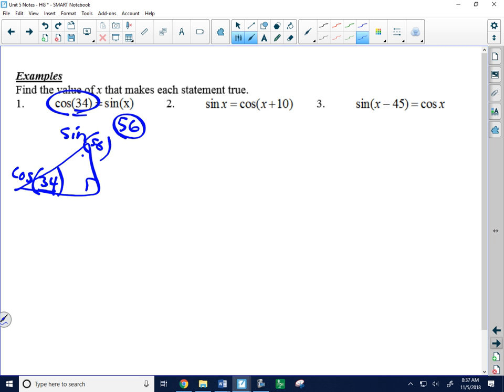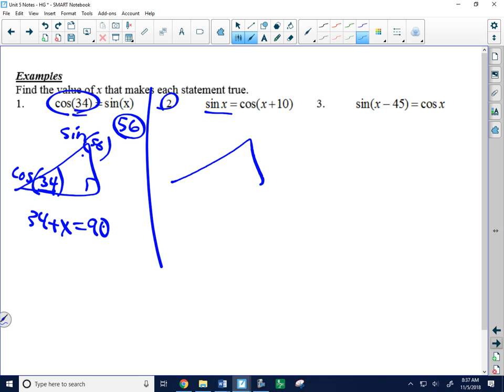Now the other thing that we did here, guys, is we said 34 plus x must equal 90. That's kind of what we did when we subtracted 34 from 90. Let me do one more of these. So this one, they both have x in them. Let's just do 2. That's fine.